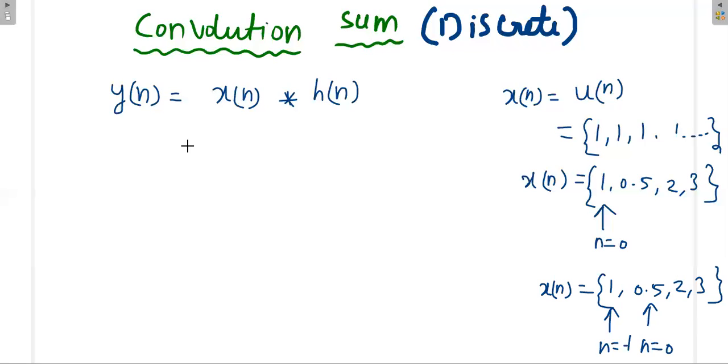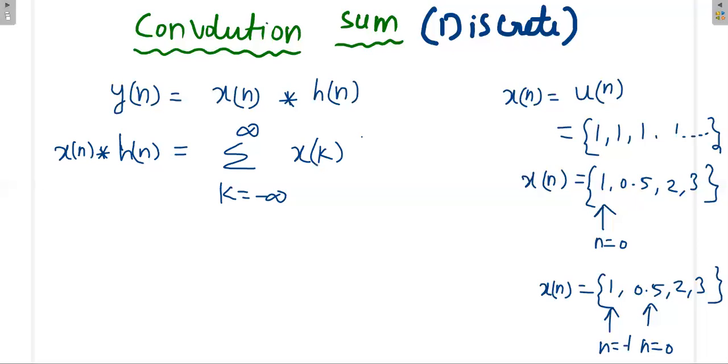So now, what is the convolution formula for a discrete signal? We know that x of n convolution with h of n is summation k equals minus infinity to plus infinity of x of k h of n minus k. Again, we know that k is something like tau. Tau is the variable that we use in the time domain. K is the variable that we use here in the discrete domain. It's generally a delay operator.